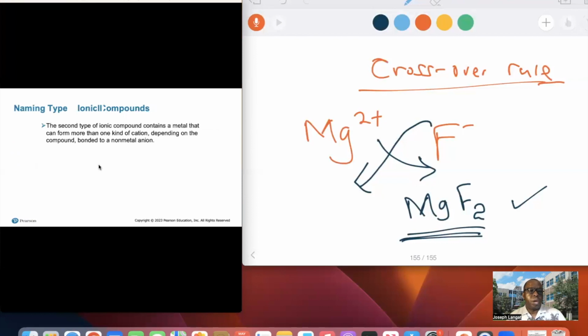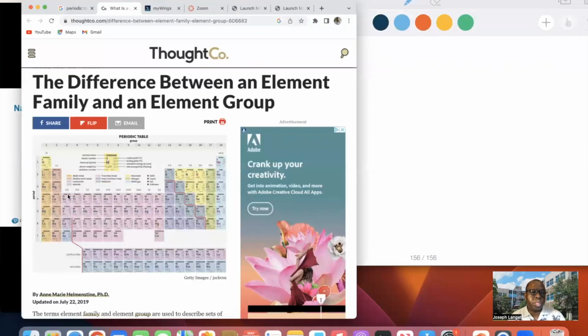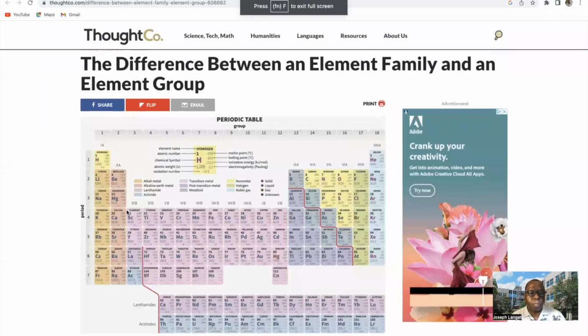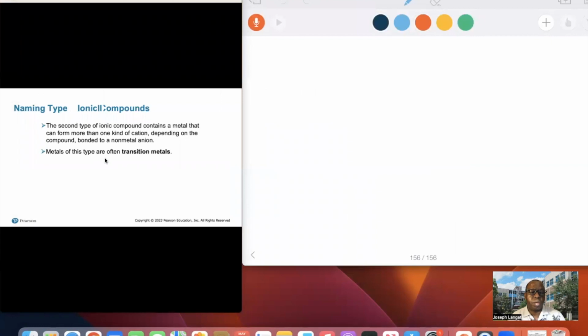Now, type 2 ionic compounds. That means the ions involved form more than one charge. They are formed by metals of this type, often the transition metals. You know where the transition metals are? I showed you before. The transition metals are the metals in this region. Some of them form more than three charged particles.